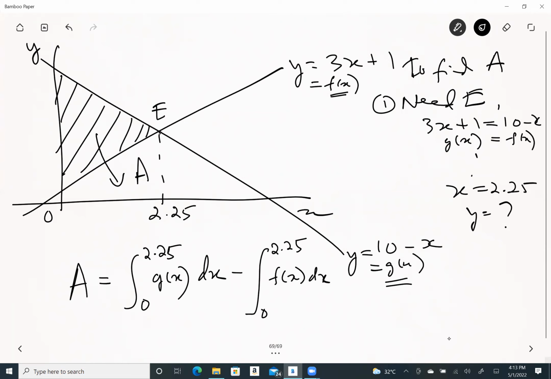And that will be the area from 0 to 2.25 of (10 minus x) dx minus the integral from 0 to 2.25 of (3x plus 1). Make sure you put the bracket for the whole thing, okay? Because the function is not just one term. The function consists of more than one term, so put the bracket to indicate the equation that we need to do.